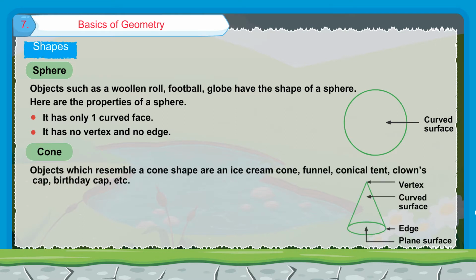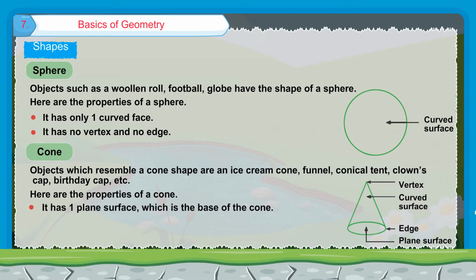Cone. Objects which resemble a cone shape are an ice cream cone, funnel, conical tent, clown's cap, birthday cap, etc. Here are the properties of a cone. It has one plane surface, which is the base of the cone. It has one curved surface. It has one vertex. It has one circular edge where the curved face meets the plane face.